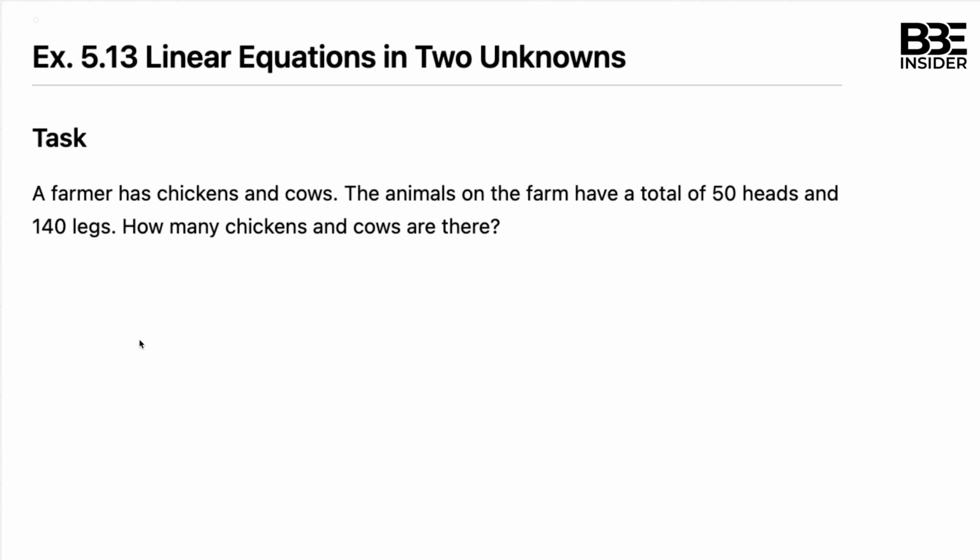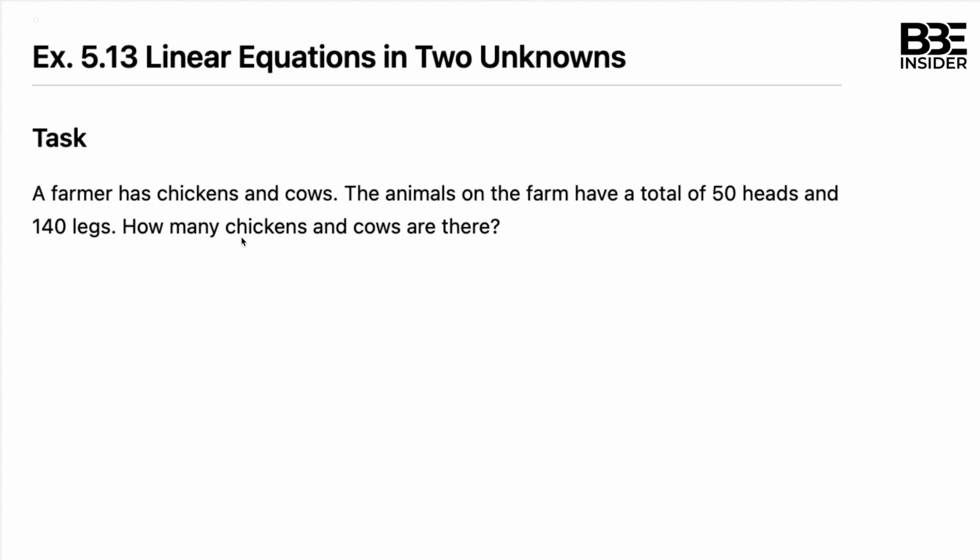A farmer has chickens and cows. The animals on the farm have a total of 50 heads and 140 legs. How many chickens and cows are there? In general, it's very easy to answer those because both animals have only one head each. And then you need to differentiate. A chicken has 2 legs and a cow, of course, has 4 legs in most cases.